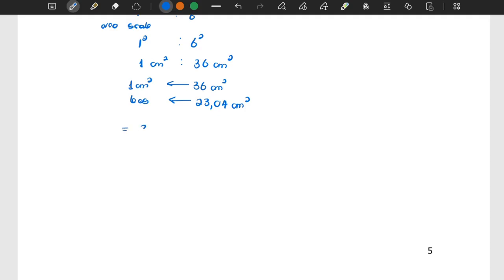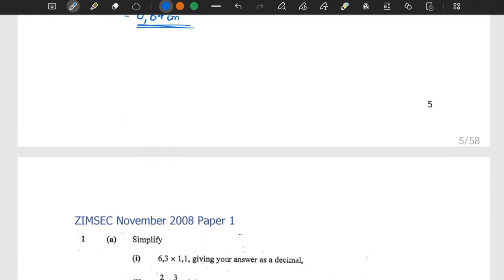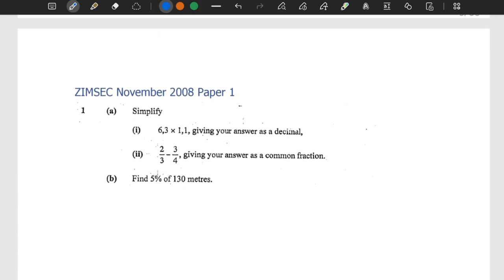So by proportion, you then end up with 23.04 over 36. And once you simplify that, you get 0.64 centimeters squared. Remember, this is paper 2, so you can use your calculator to derive the answer for this. And then we go back to paper 1 from November 2008.